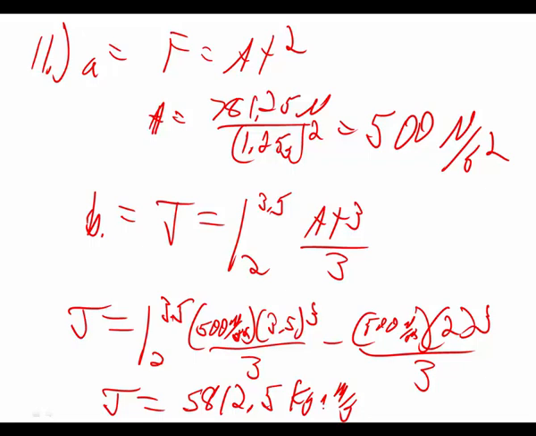Now wait a minute, I know some of y'all are saying, where'd you get that kilograms meters per second? Shouldn't it be newton seconds? Okay, y'all, newton seconds will reduce to kilograms meters per second. I did that the other day in class. I showed you that. So newton seconds is the same as kilograms meters per second. Everybody get 5812.5? Okay, good.